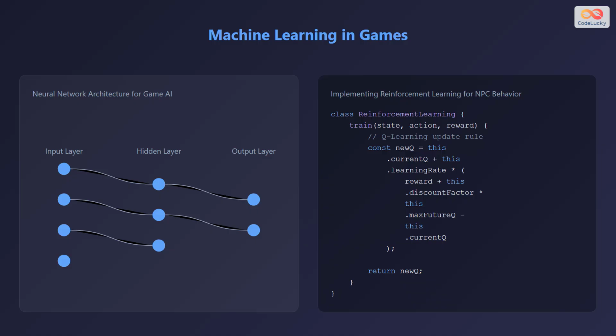For instance, let's look at the reinforcement learning implementation for NPC behavior. The reinforcement learning class code defines a train method that implements the Q-learning update rule, adjusting the Q value based on the current Q value, learning rate, reward, discount factor, and maximum future Q value. This allows the NPC to learn optimal behaviors through trial and error.